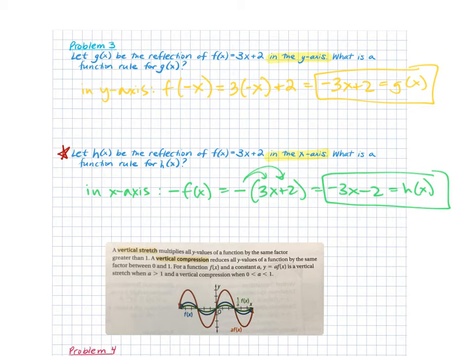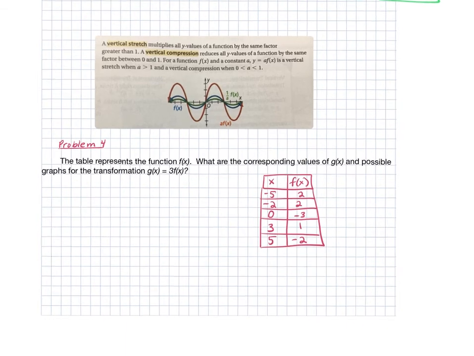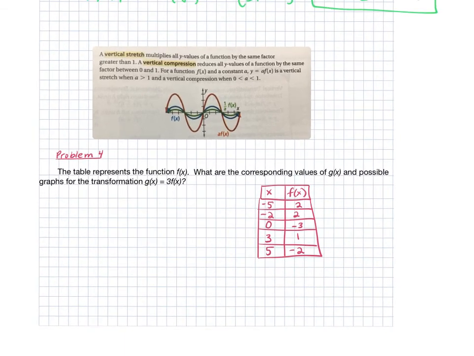Okay, so another kind of transformation would be a stretch or a compression. It's best seen on these kind of curvy functions, but a vertical stretch just multiplies all the y values of the function by the same number that's greater than 1. It's a stretch, so you can see if this blue is my normal function, the red gets stretched, and that would just be multiplying by a number a if that number is greater than 1.